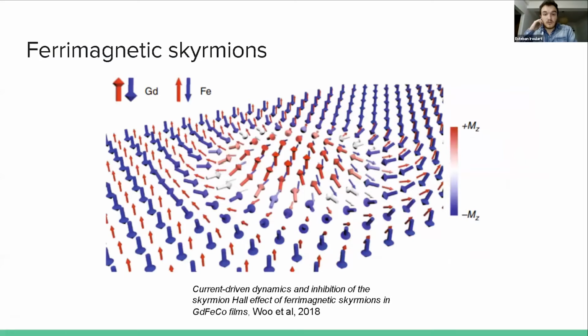I'm also going to mention the ferrimagnetic skyrmions, which are similar to the antiferromagnetic ones, but the two sublattices of skyrmions have different magnitude, so it leads to a non-compensated magnetization. Here I show a picture from the work of Gu and collaborators, where they studied the skyrmion Hall effect in ferrimagnetic skyrmions in films of gadolinium iron cobalt.